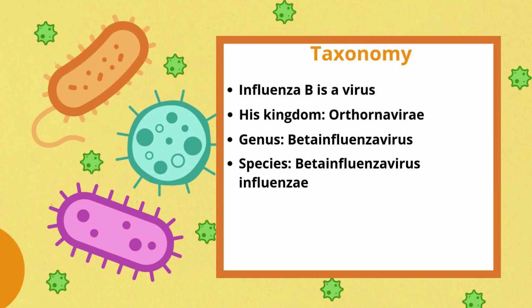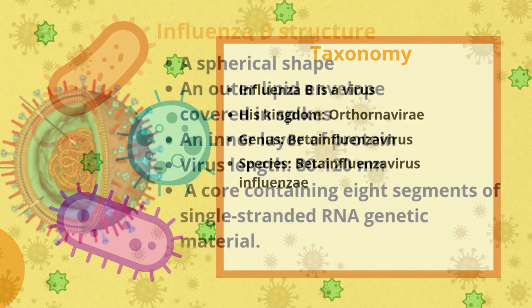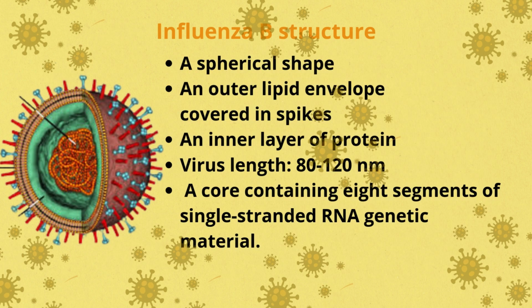Taxonomy. Influenza B is a virus. Its kingdom is Orthornavirae. Its genus is Betainfluenzavirus, and its species is Betainfluenzavirus influenzae. Influenza B virus has a simple structure with a spherical shape, an outer lipid envelope covered in spikes, among other features.